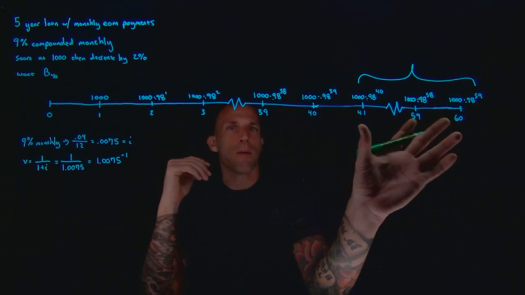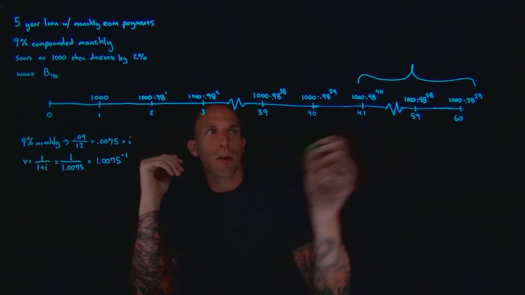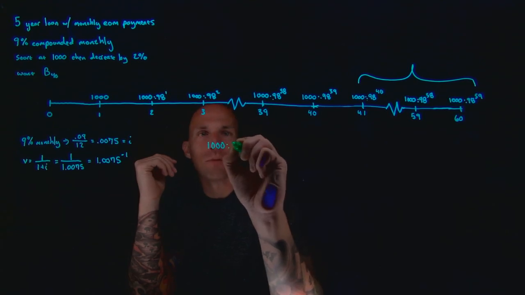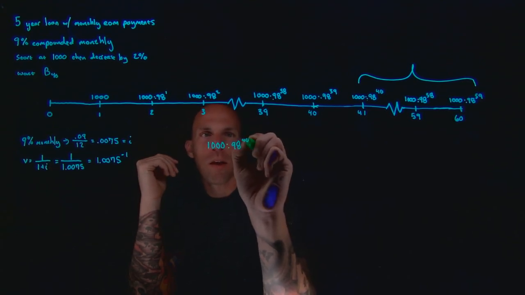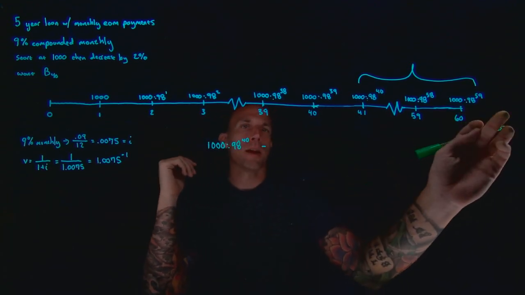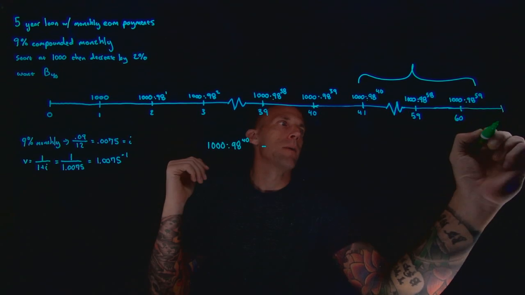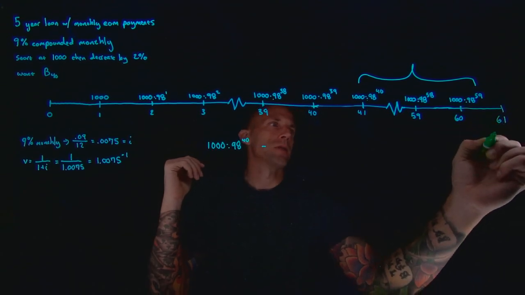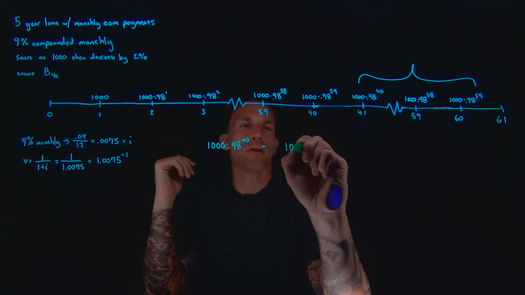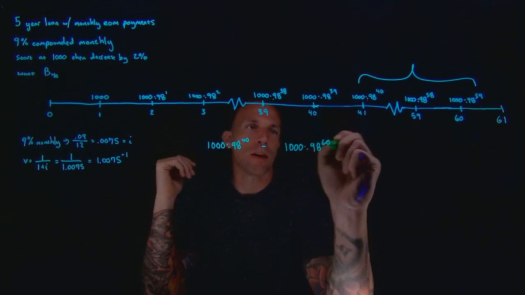We want the sum of the last 20 payments, and those are in a geometric series. So we're going to take the first payment, 1,000 times 0.98 to the 40th, and we're going to subtract off the first omitted payment. So we imagine some fictitious payment on month 61. What value would go right there? 1,000 times 0.98 to the 60th.